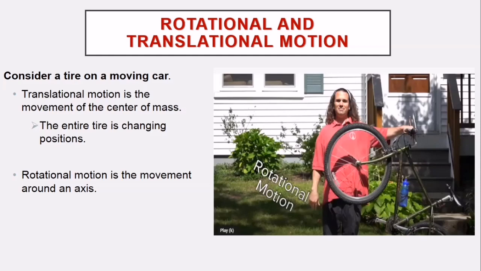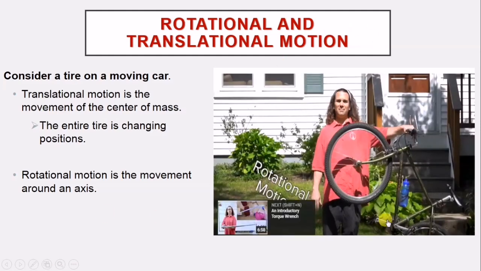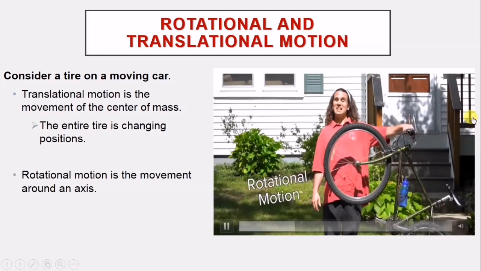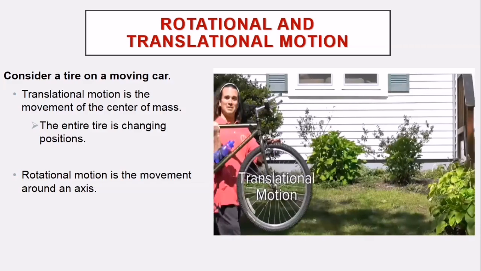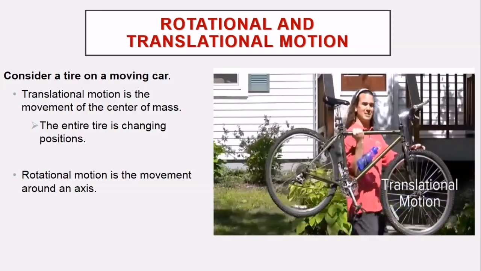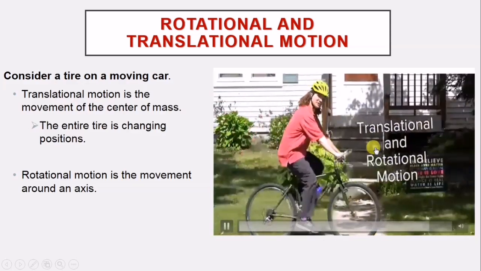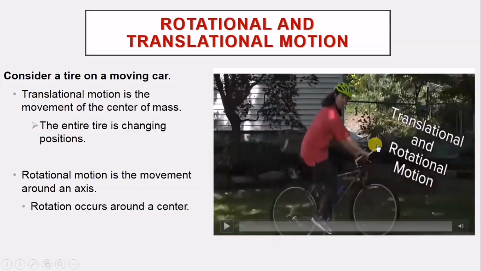Right? But when we rotate the tire around its fixed point in the center, around its axis of rotation, we say that the tire undergoes rotational motion. Let's see this video to understand what I mean. This bicycle wheel is in rotational motion, but not translational motion. This bicycle wheel is in translational motion because its center of mass is in motion. This bicycle wheel is in both translational and rotational motion. Okay, so always in order to have rotation, the rotation must occur around a center. We must have a center for this rotation.